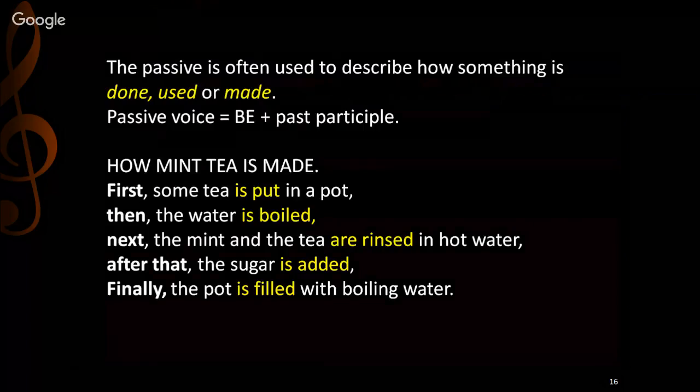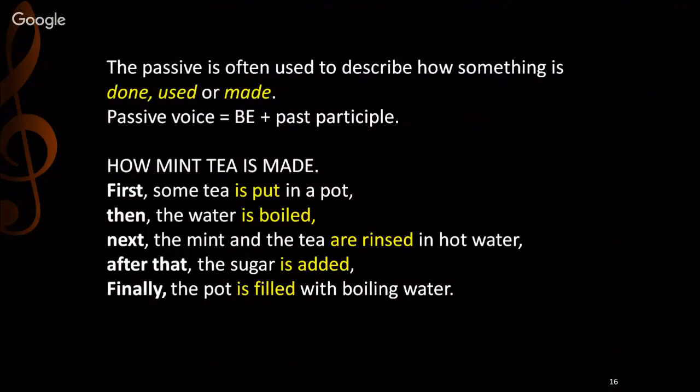Passive is often used to describe how something is done, used or made. Passive voice is equal to be plus past participle. When we did the session on active and passive voice, that is voices, I told you about how to convert an active voice into passive voice.